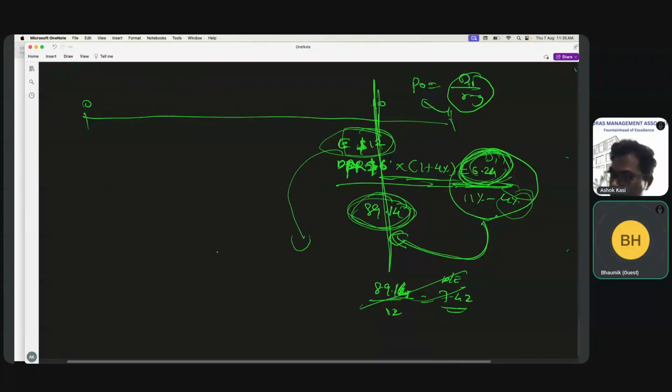That means price is equal to PE into earning. This is the formula. So PE is what? 8 times, they said. Into earning is 12. So that comes to 96. So it is not trading at 89.14. It is trading at 96 rupees.